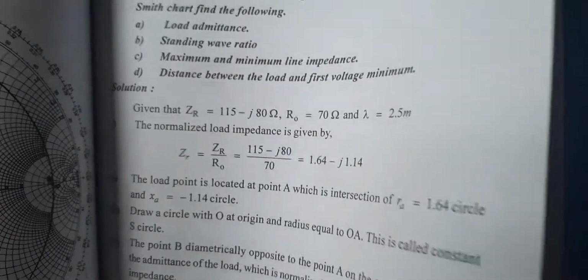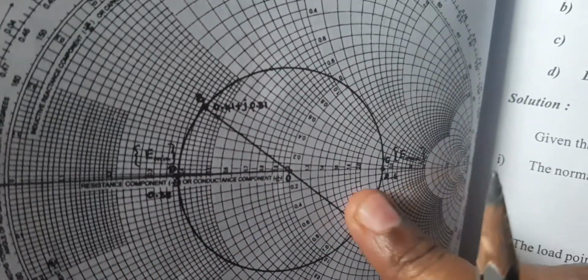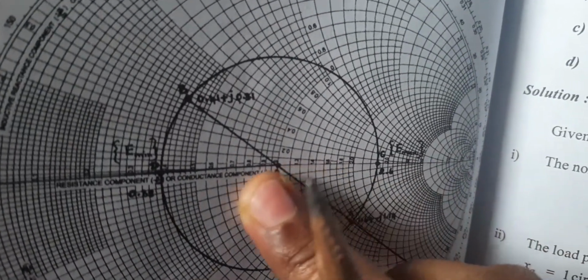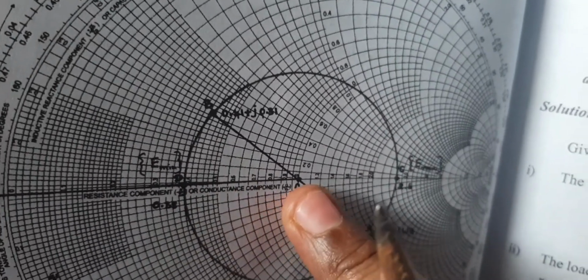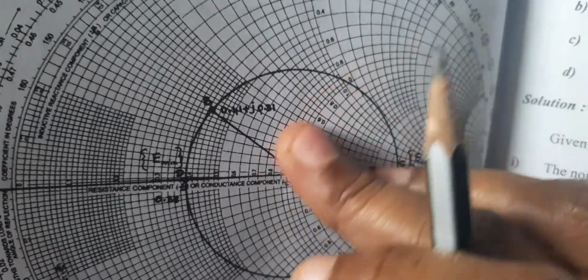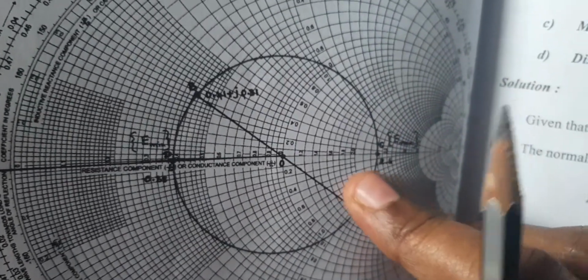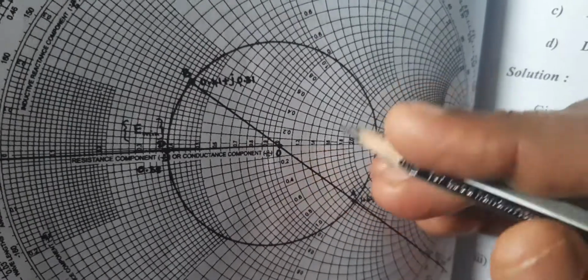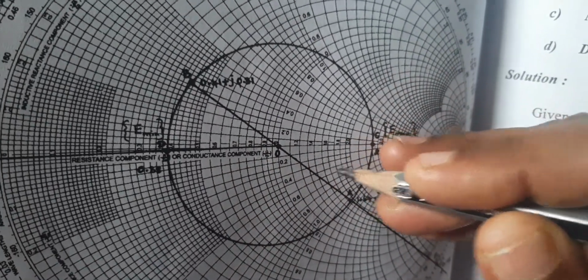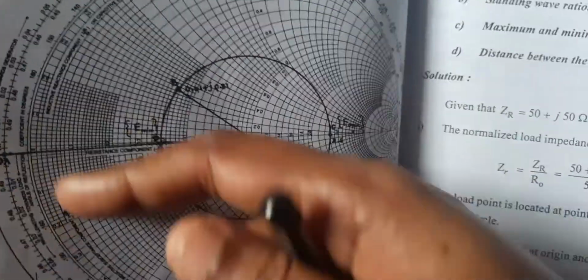How will you plot this? 1.64. Okay, so we know it is on the real axis. So where is 1.64? See here, 1.64. You want to mark it on the constant resistance circle. So 1.2, 1.4, and here it is 1.6. Okay, 1.6. And next, what is the value? Minus. Okay, it is very, very important: the negative sign, minus j1.14. So negative means it is the other part, that is the below part.